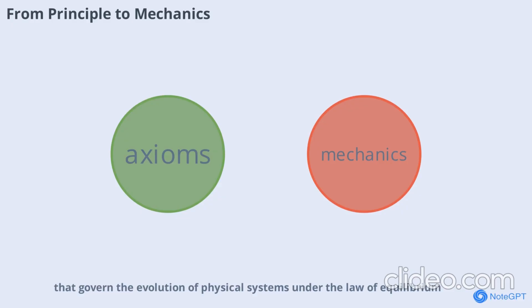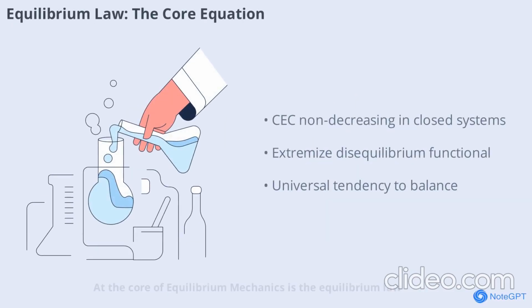The core of equilibrium mechanics is the equilibrium law. For any closed system, the CEC must remain non-decreasing over time, paralleling the famous H theorem in thermodynamics. This law acts as a constraint or diagnostic, ensuring that the evolution of any system, whether classical or quantum, respects the universal tendency toward balance. The equations of motion are derived by extremizing a disequilibrium functional, leading to partial differential equations for the equilibrium current.